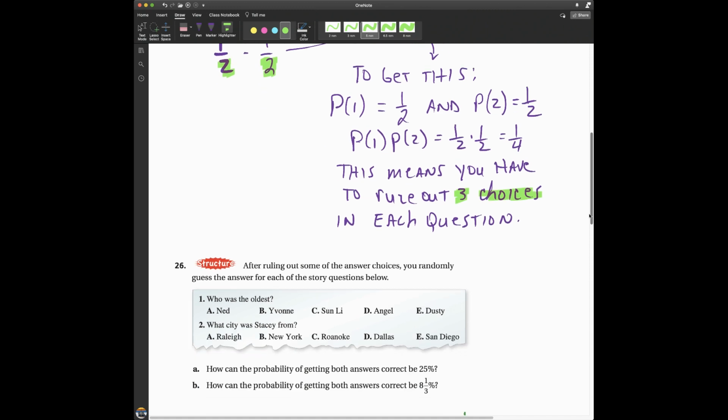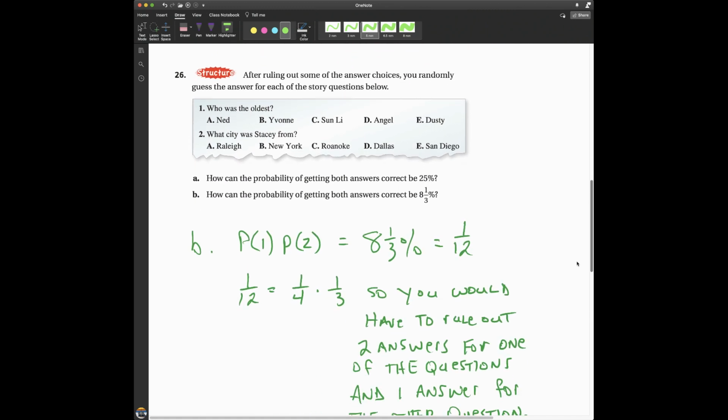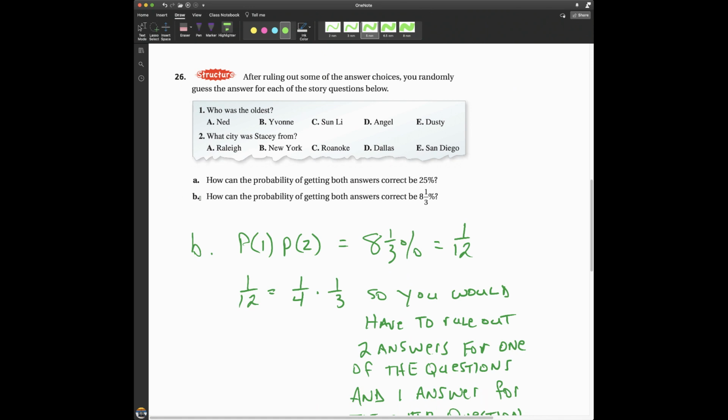So let's look at the next problem. So the next one is B. How can the probability of getting both answers correct be 8 and 1/3%? So 8 and 1/3% is 1/12, because 8 and 1/3% is, let me write this out, 0.0833, and that repeats.